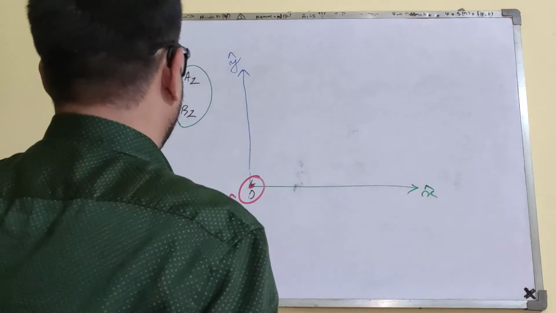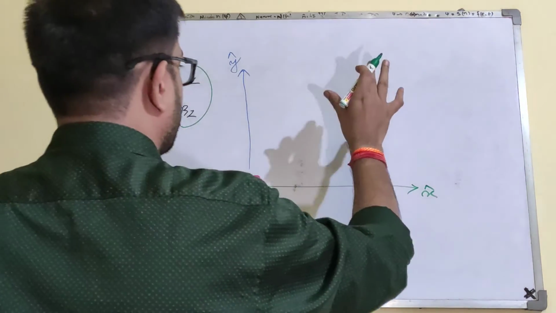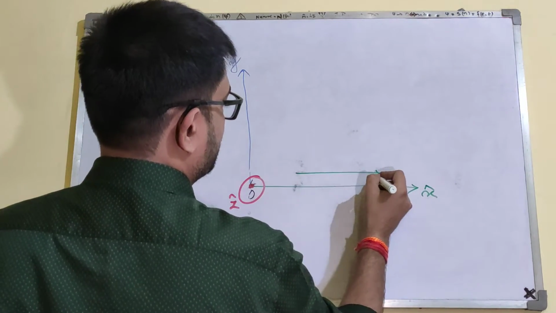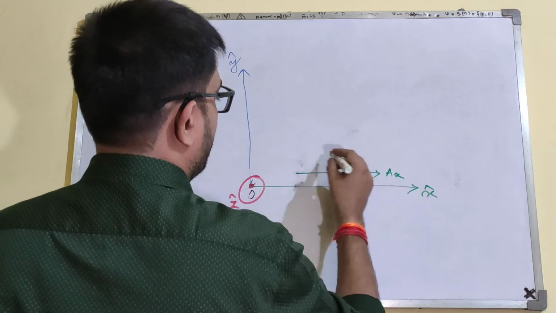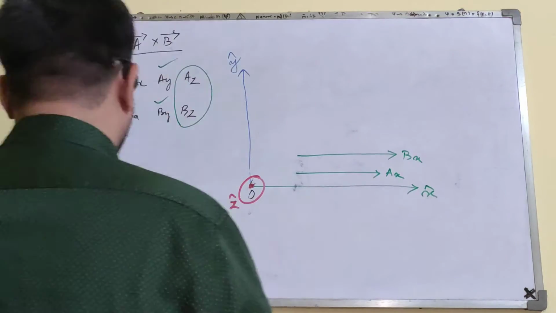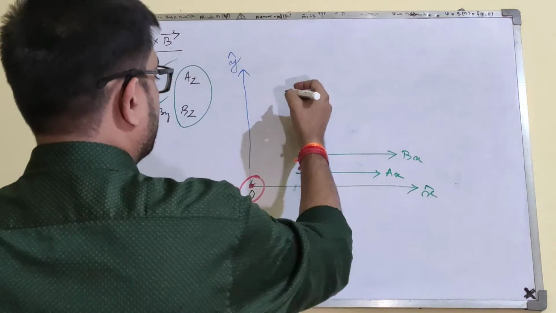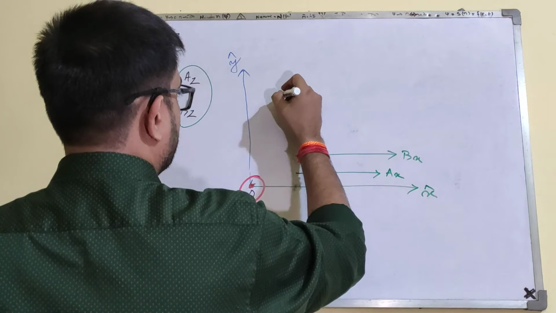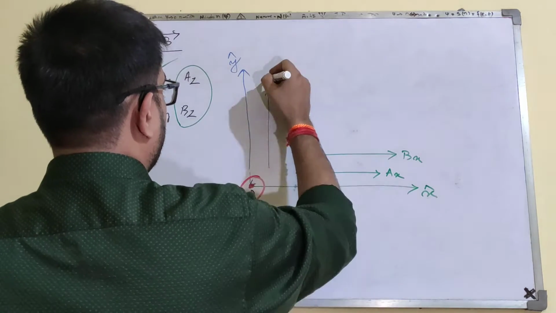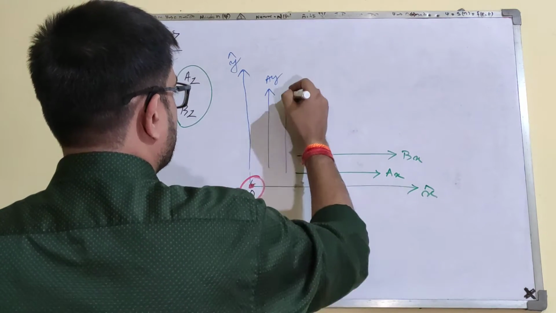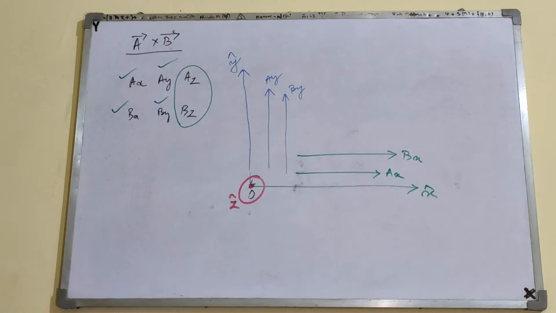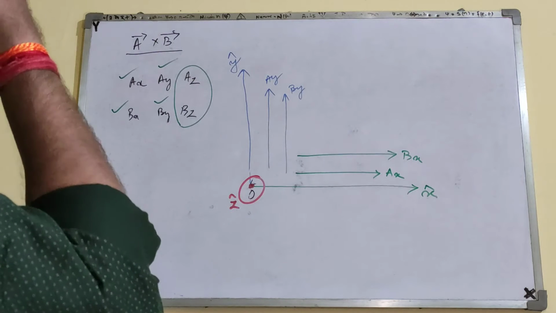Okay, ax, ay, bx, by. We are only looking at things as they happen in the xy plane. So let's define that this is ax, and this is bx. And then let's say that this is ay, and this is by. Okay, so now we have a total of four components, two components each for A and B.